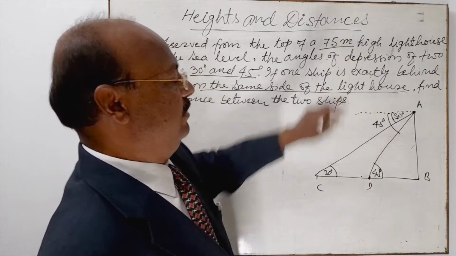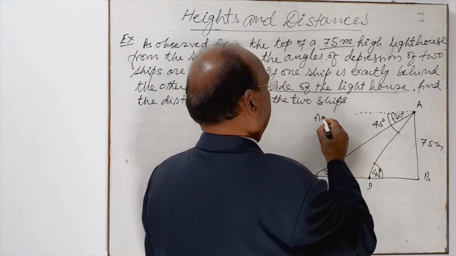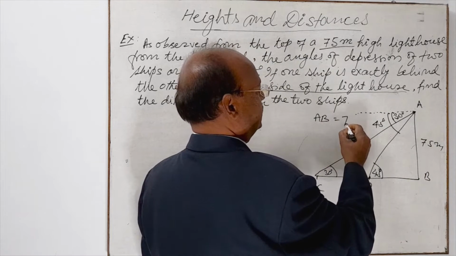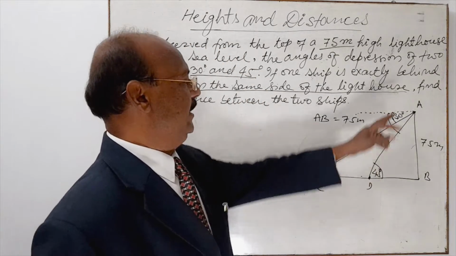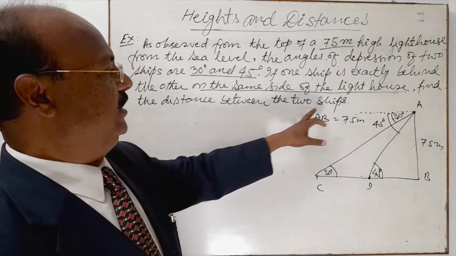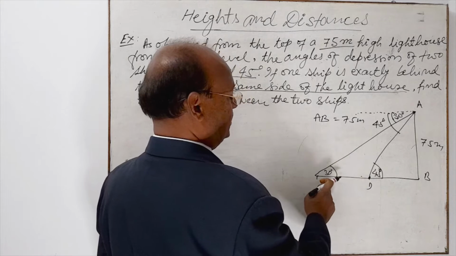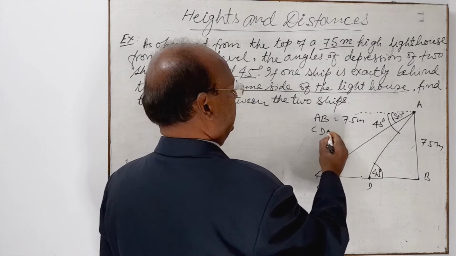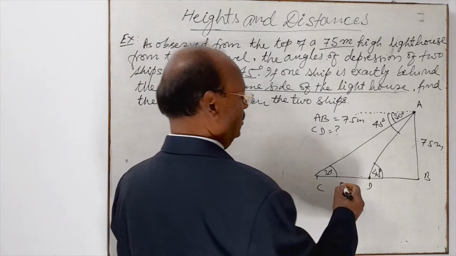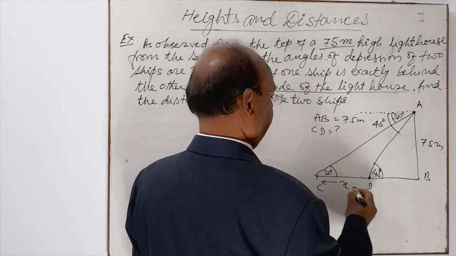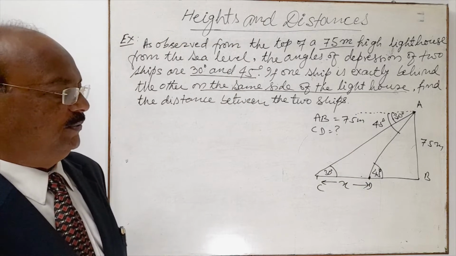Height of the lighthouse is given here. AB is 75 meter. Here AB means height of the lighthouse is given, which is 75 meter. What we have to find out? Find the distance between the two ships. Means we have to find out this distance between ships C and D. Means we have to find out CD. Correct? So let us suppose CD is X here. This X we have to evaluate.